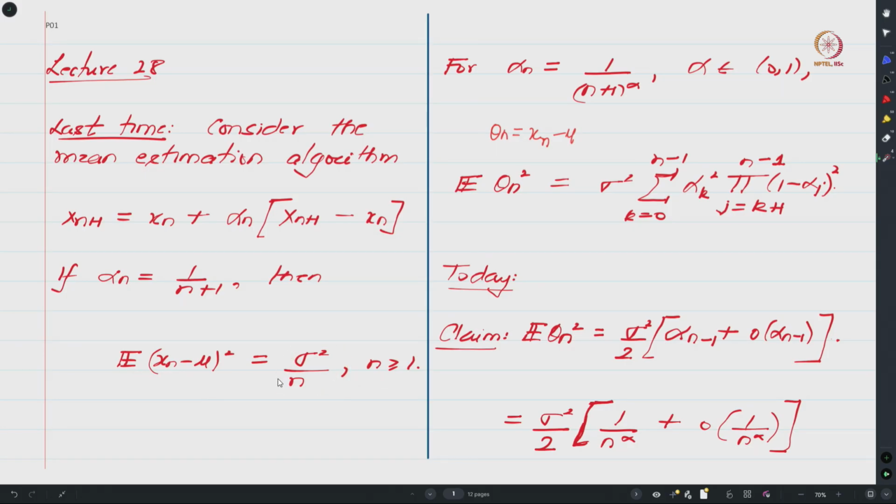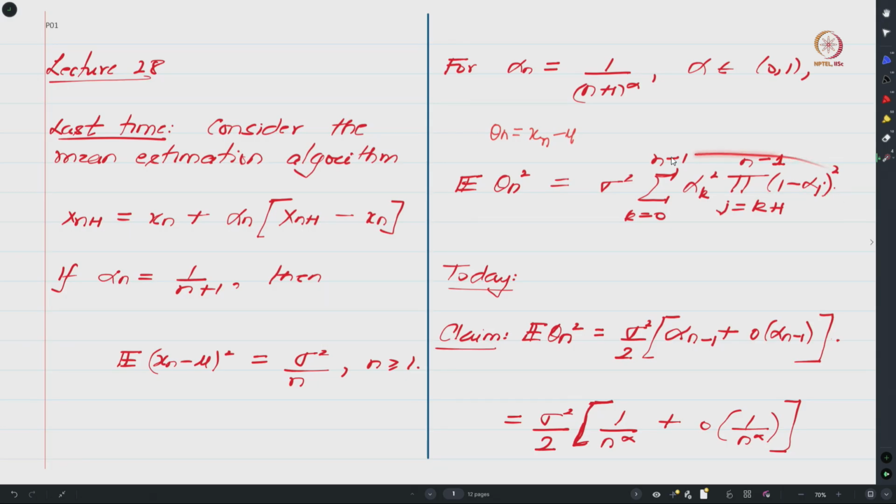Our goal then was to ask what would happen to the convergence rate if we chose a slowly decaying step size, that is a step size of the form 1 over n plus 1 to the power alpha, where alpha is a number between 0 and 1. We defined theta n to be xn minus mu, and then derived this intermediate expression: expected value of theta n square is sigma square times the sum of k equals 0 to n minus 1 of alpha k square times the product of j equals k plus 1 to n minus 1 of 1 minus alpha j square.